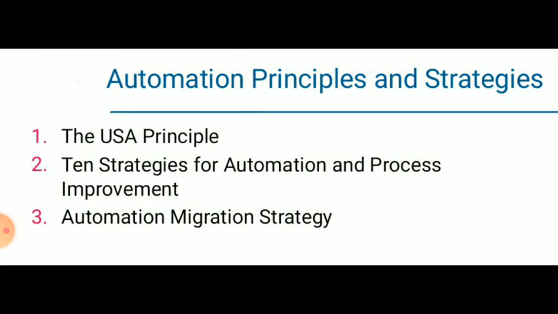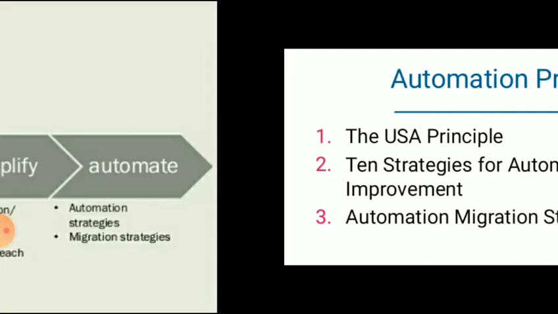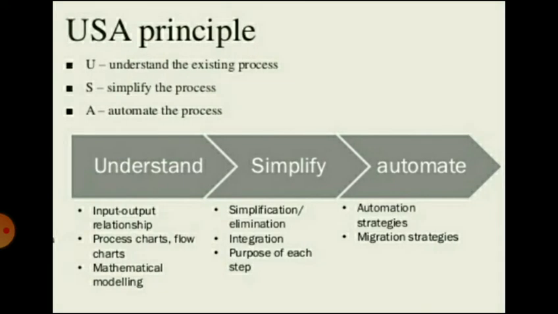Automation principles and strategies includes first the USA principle, second 10 strategies for automation and process improvement, and third automation migration strategy. So first is USA principle. So U stands for understand the existing process, S stands for simplify the process, and A stands for automate the process.